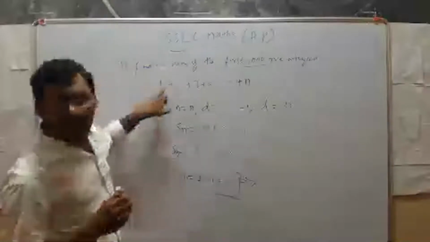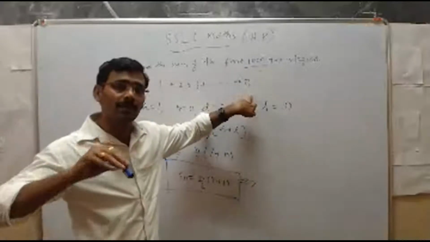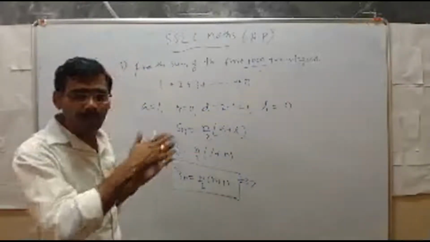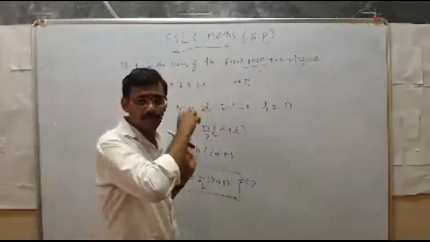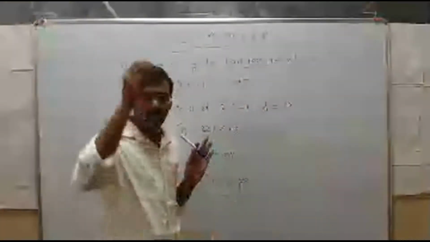Here the first term is 1, the second term is 2, the third term is 3, and the last term is n. Up to the nth term means, what is the last term of this AP? The last term is considered as n. It may be the 10th term, the 20th term, or the 30th term.